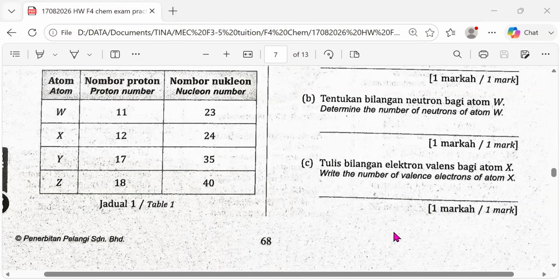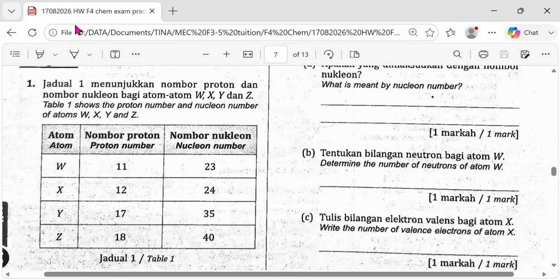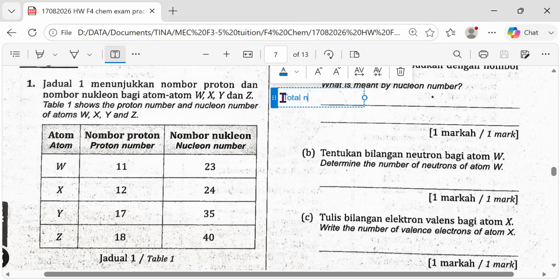Alright, so let's get this one first. What is the meaning of nuclear number? Yeah, the total number of protons and neutrons in the nucleus of an atom. Okay?